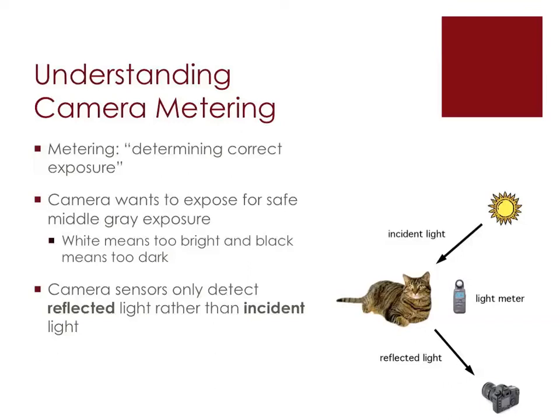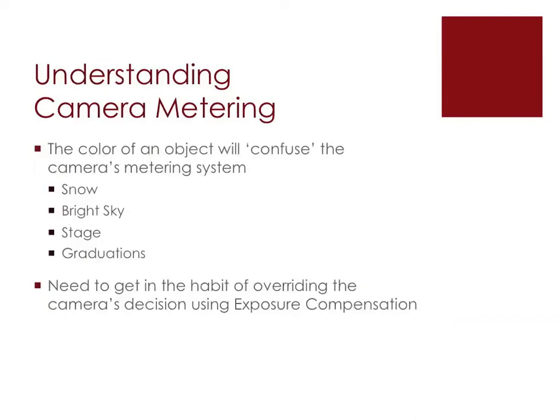That's why you'll sometimes be in the same room, and some of your pictures will be overexposed and some might look underexposed, because your camera has no idea what's going on. It doesn't know how to read colors. It only reads the amount of light coming in. So, like I said, the color of an object will confuse the camera's metering system.